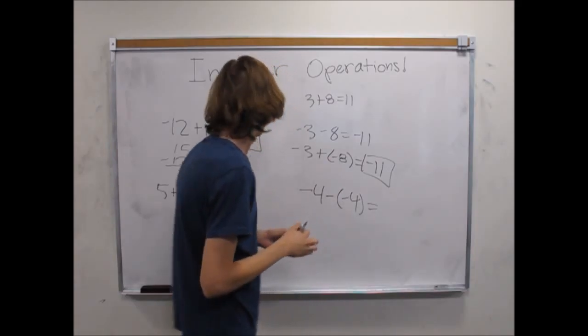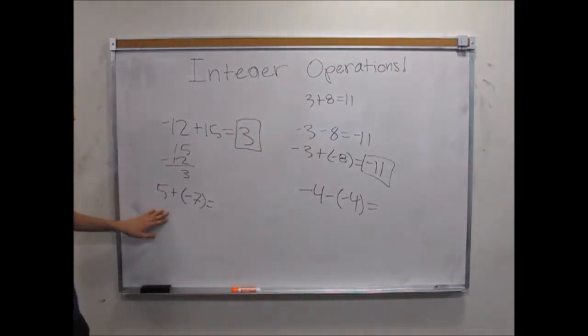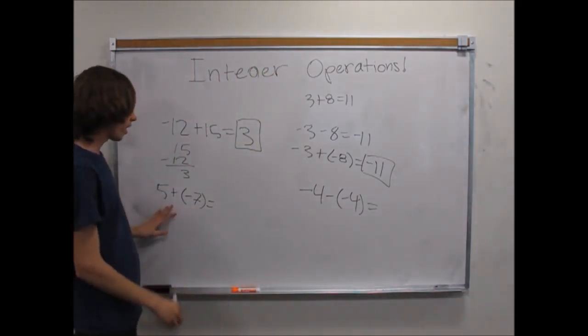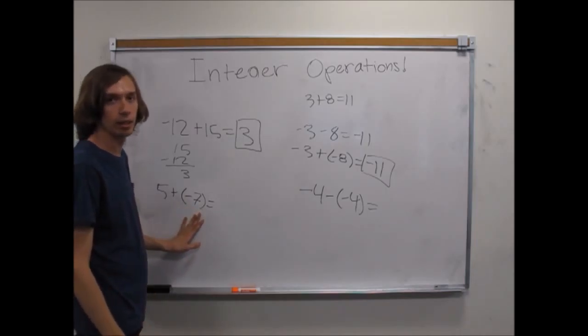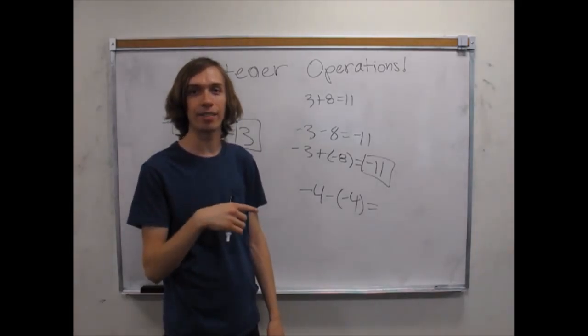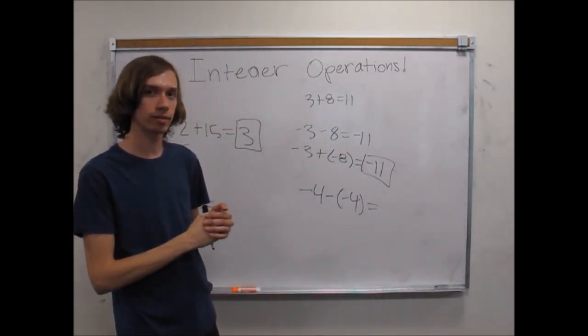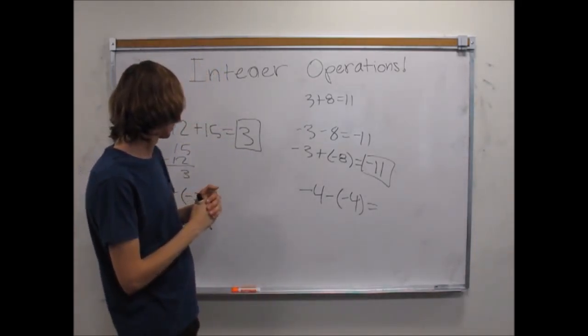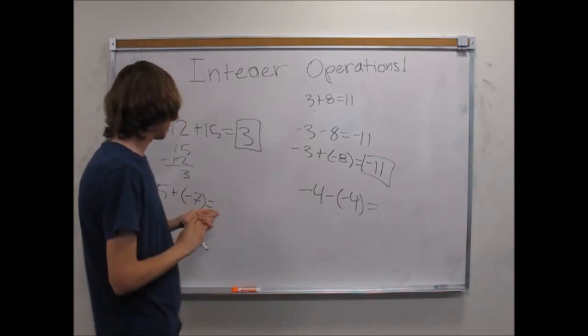Okay, so let's look at this one over here. This one says 5 plus negative 7. So one more time, or we're going to have two more times. Once again, just go ahead and pause that video and give that one a try. Okay, assuming you paused it again.